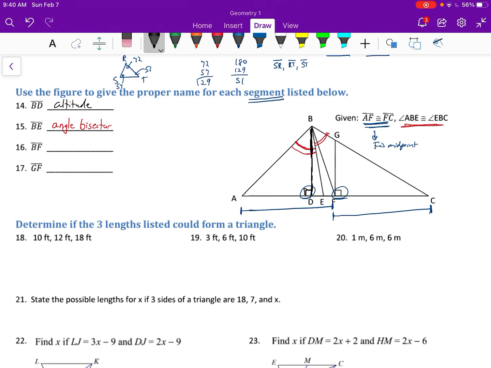And BF, let's look at that one in orange. This goes from a vertex. Oops, BF, that's this one, and goes to F, which we figured out was the midpoint. Well, it goes from the vertex to the midpoint, the median. And the last one, GF. GF is the only one that doesn't have to go through a vertex. It can sometimes, but doesn't have to. That splits it in half and is perpendicular, so that's the perpendicular bisector.